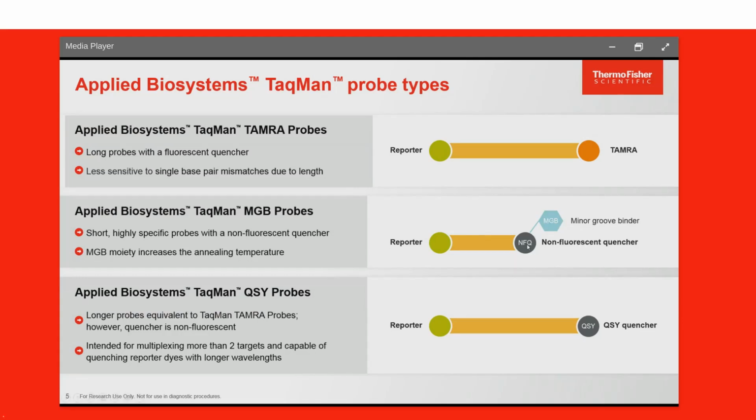These NFQ MGB probes have a difficult time quenching the more red dyes, such as ABY or JUN, whereas the QSY quencher is much better at quenching the ABY and JUN dyes. So if you do want to do a multiplex with 3 or more targets, including ABY and JUN, the QSY quencher is the best option for you.